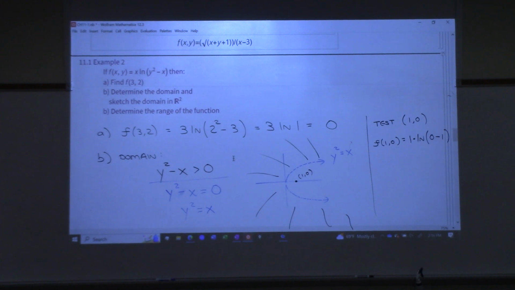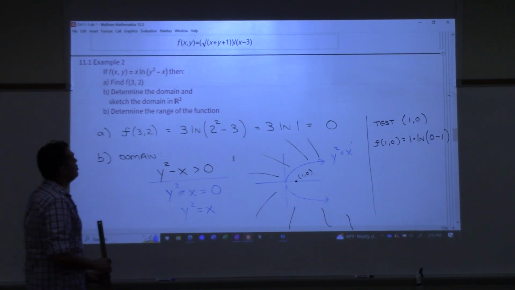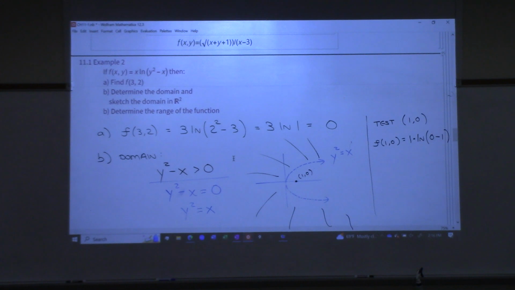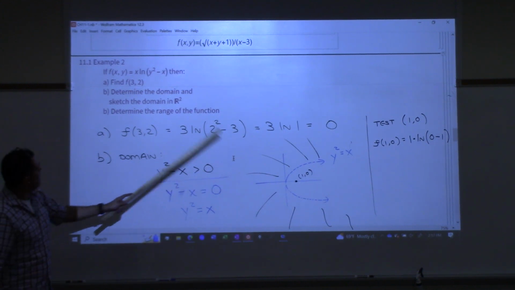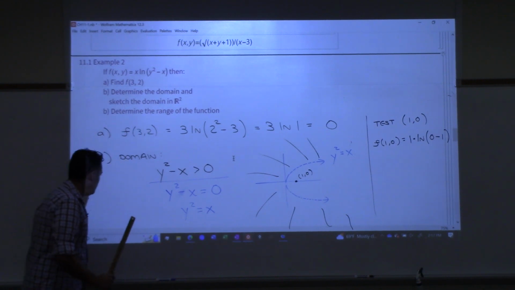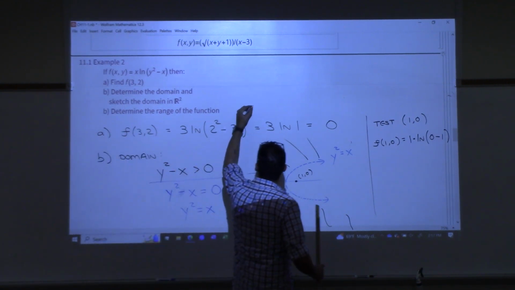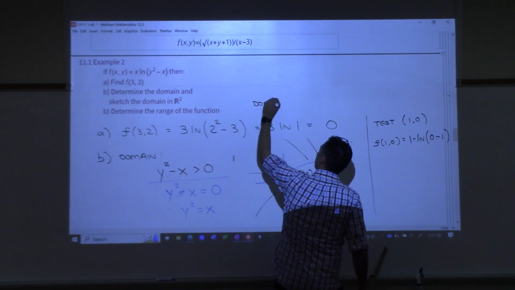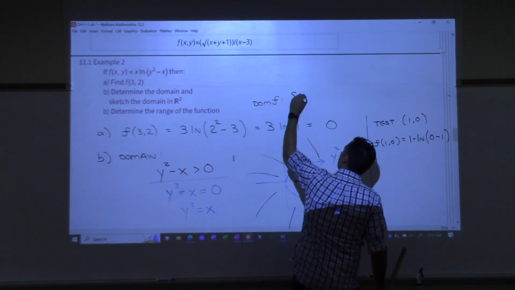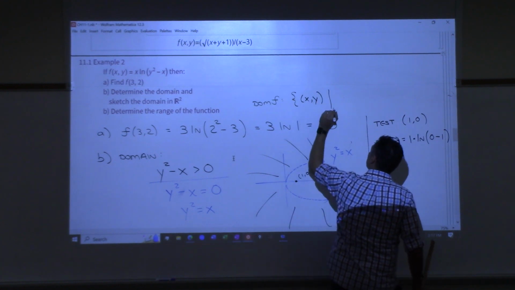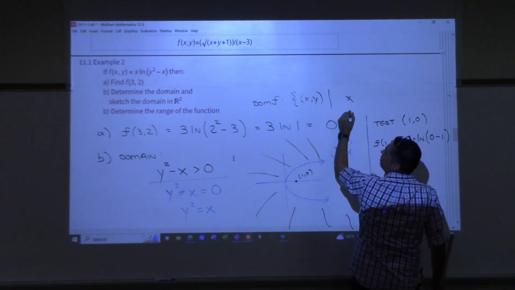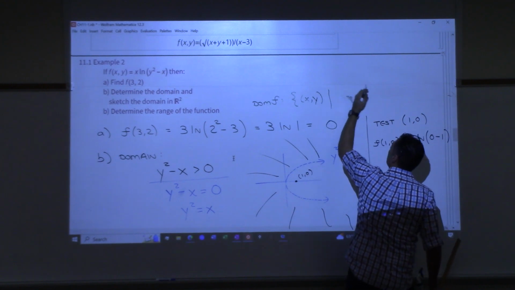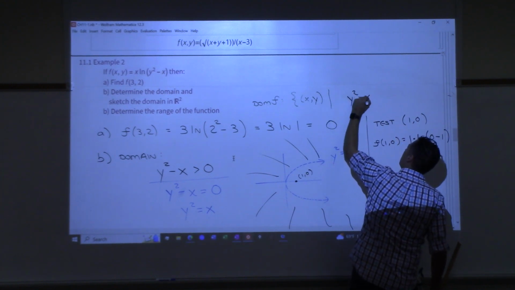So if I graph this surface, what I should see is a picture only on that region, like above or below it. This answers part B, because it says determine the domain. If y'all want it precisely, I'll do it precisely. Domain of f is the set of all ordered pairs x, y such that y squared minus x is greater than 0.